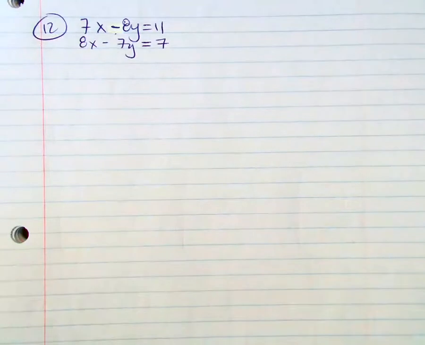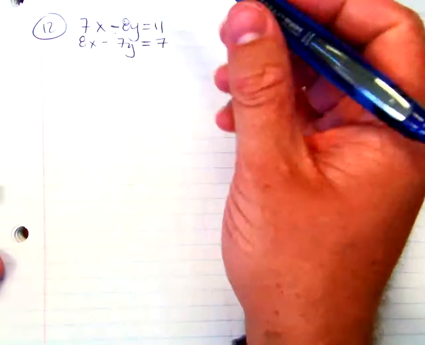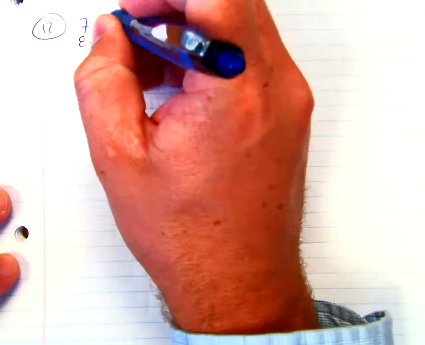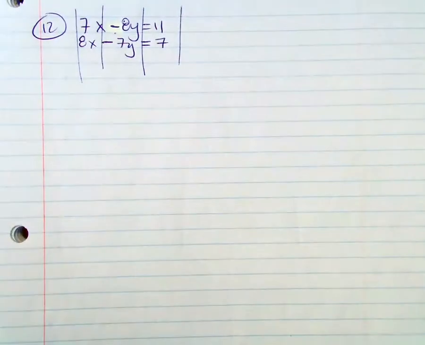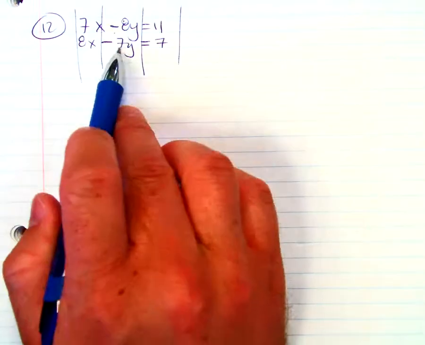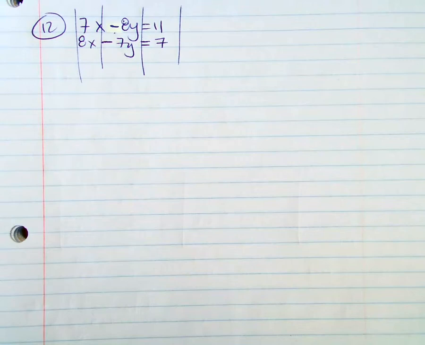Okay, for number 12, we are asked to use elimination method. That's the one where we have the different columns for x's, y's, and constants. The problem that we have here is that none of our columns match. We have a 7 and an 8, or an 8 and a 7, but none of them have the same coefficient. So we do have an issue there. We need to make them match.